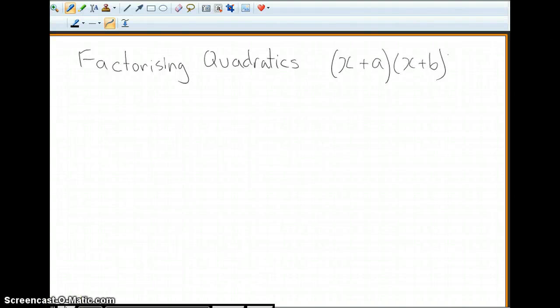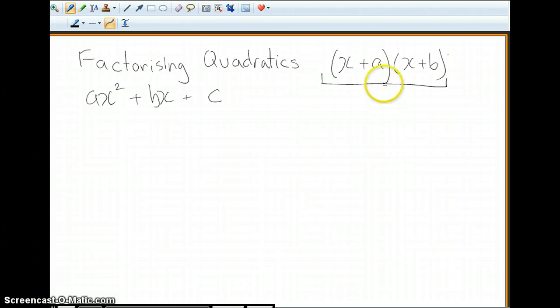Factorising quadratics. So traditionally a quadratic is some x squared, some x's and a number. So x squared, some x's and a number. But it can also just as easily be written inside brackets. Hopefully from yesterday you remember how to expand these brackets.